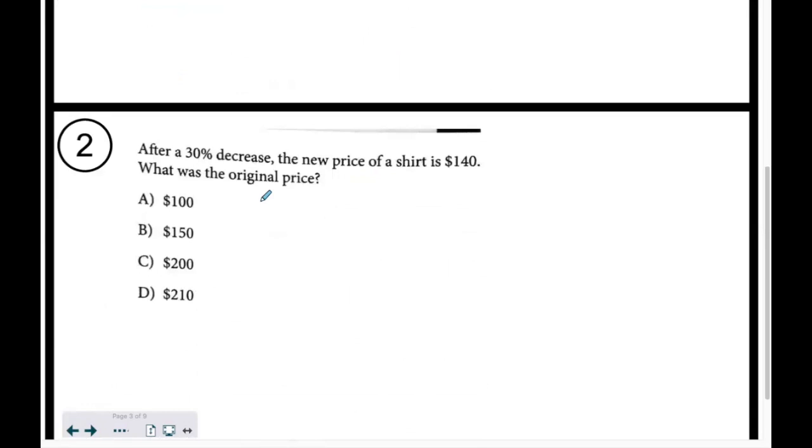So that's where we can look at number two. So after a 30% decrease, the new price of a shirt is $140. So what I want to do is say, okay, the original price is X. And what single value am I going to multiply X by to get $140? Well, a 30% decrease, if I start out at 100%, so if you do nothing, you're at 100%. If I take away 30%, now I have 70% remaining. So a 30% decrease means I'm keeping 70% of the original price. So 70%, that's 0.7 of X is going to equal 140.